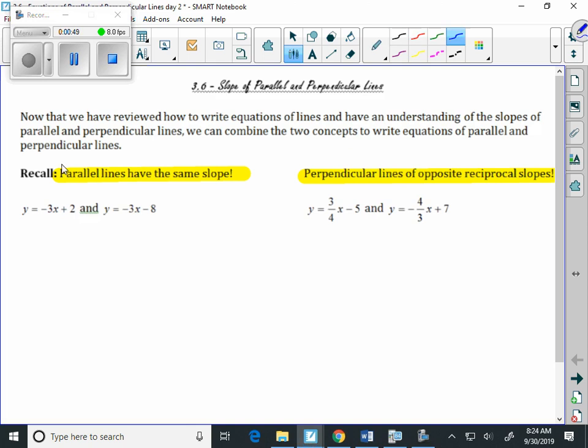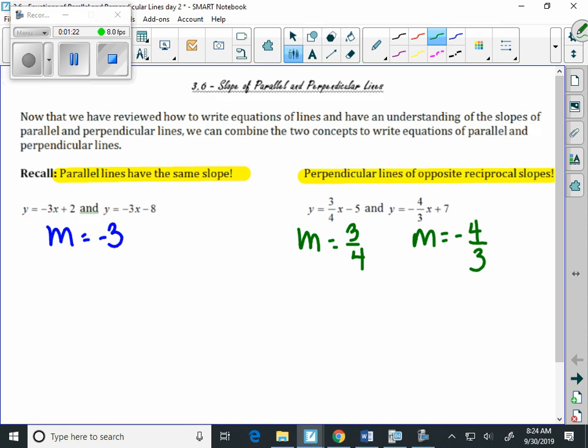So when we talk about the slopes of parallel lines, it means these two equations to the left, in slope-intercept form, our slope is -3 on both of those. They are the same. But over here on our right-hand slope-intercept form equations, we have slope is 3/4, and then slope is -4/3. Again, opposite reciprocal means that the signs are different. One is positive, one's negative. And then secondly, we flipped the fraction.